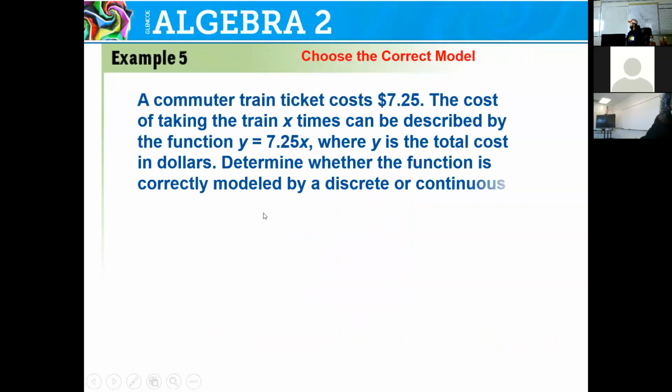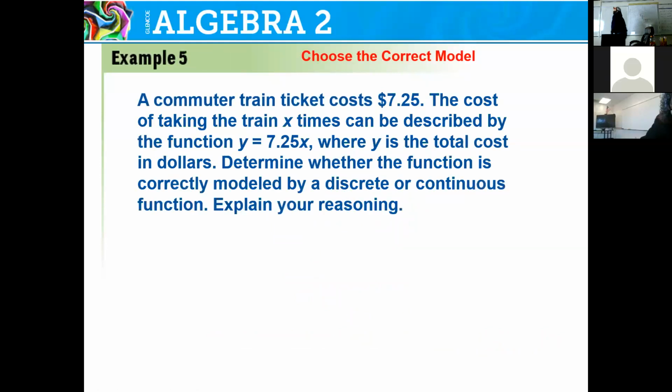Last and final one. Okay, a commuter train ticket costs $7.25. The cost of taking the train x times can be described by the function y equals 7.25x, where y is the total cost and x is the number of tickets we have purchased, or how many times we rode the train. If we correctly model this, would it be discrete or continuous? Looking at it, it fits the form y equals mx plus b, just with 0 being b.